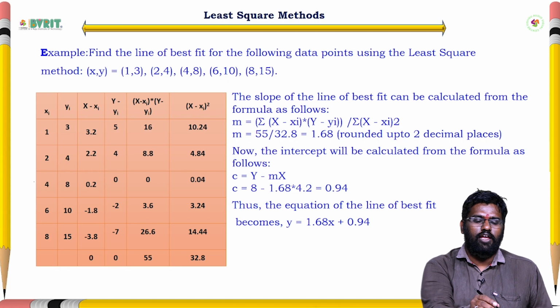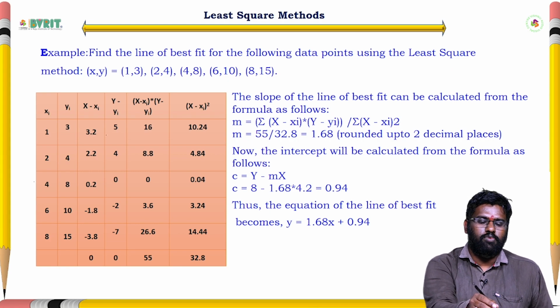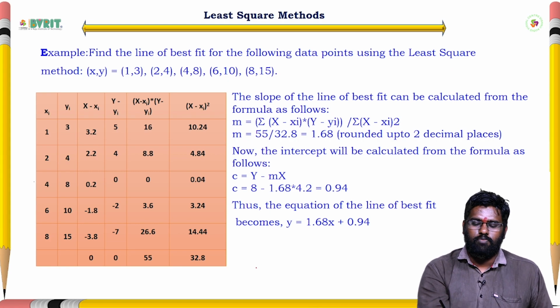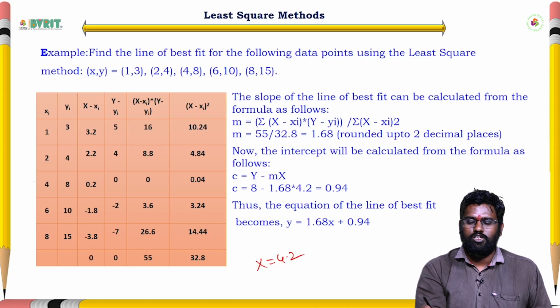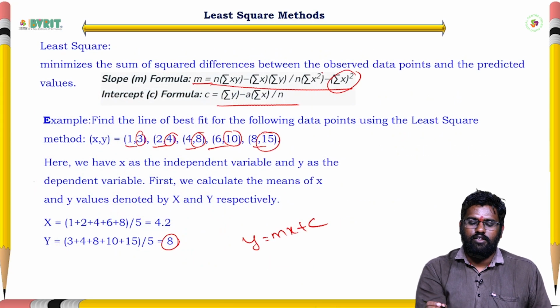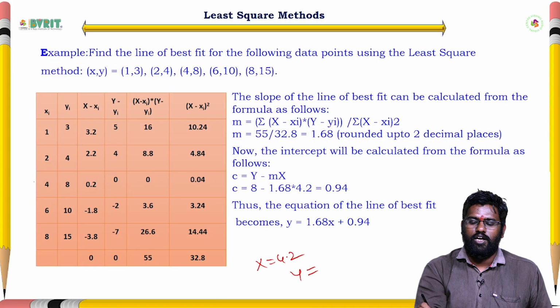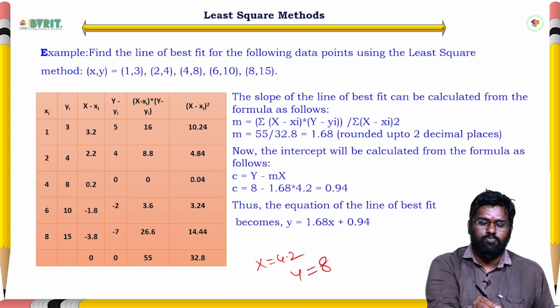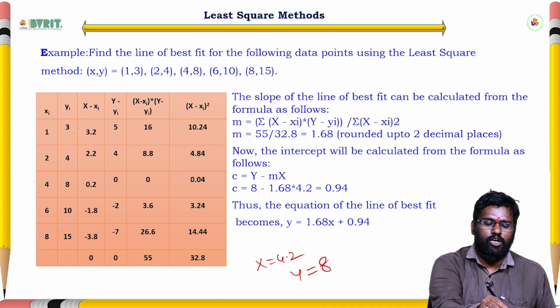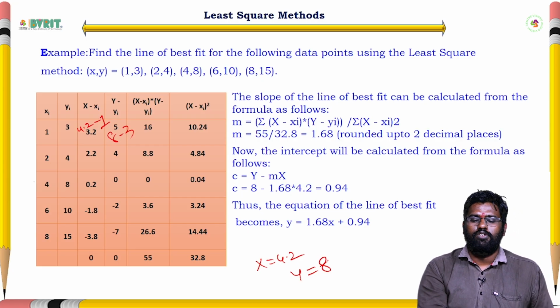So first we need to calculate x minus xi. The capital X value is 4.2. So 4.2 minus 1, 4.2 minus 2, like that we are taking. The y value we are getting here is 8. So now the y value we have taken as 8. So x minus xi, y minus yi. So 4.2 minus 1. Here 8 minus 3.